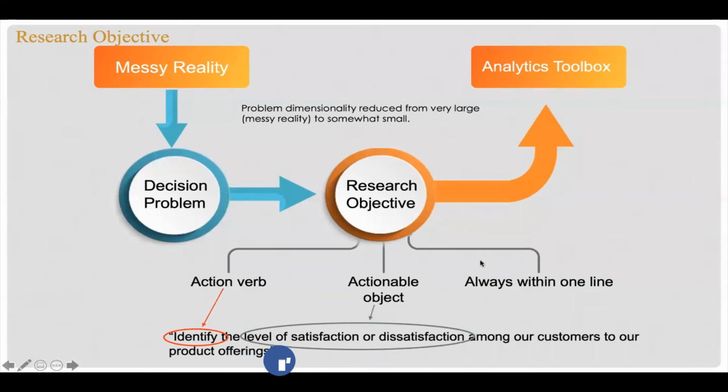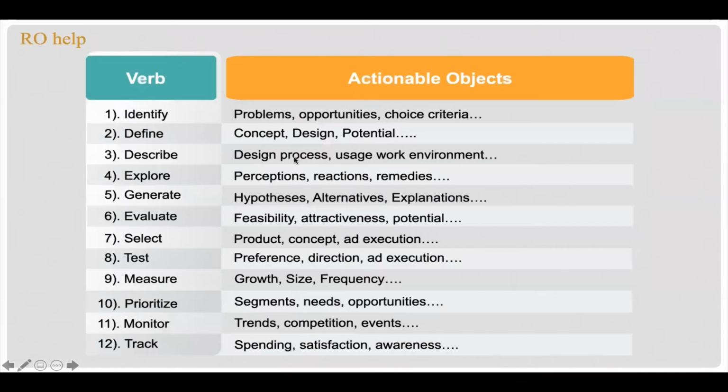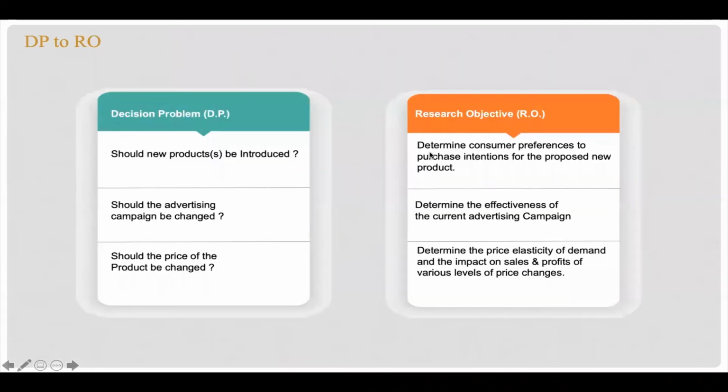Once you have these in place, you have to convert your decision problems into research objectives. And now that you understood the entire pipeline, should new products be introduced? For that, the research objective would be to determine consumer preferences and purchase intentions for the newly proposed product.